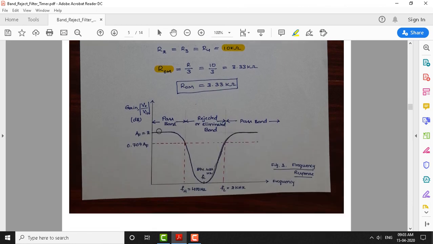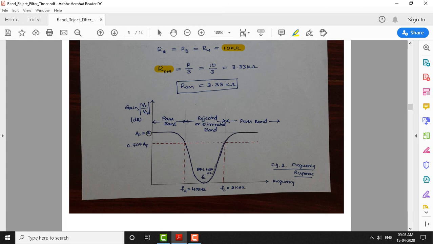So here we have seen that there is a pass band from 0 to 400 hertz, and there is another pass band for the input frequency beyond 2 kilohertz. There is a stop band between 400 hertz and 2 kilohertz. The center frequency can be calculated by taking the square root of these two products. That value is found to be 894.427 hertz. So we have all three bands here: two pass bands and one stop band.